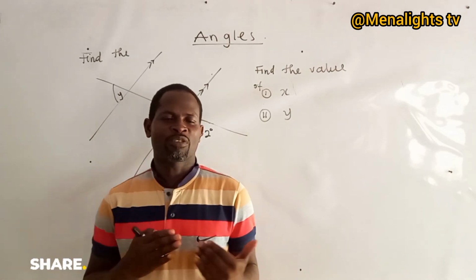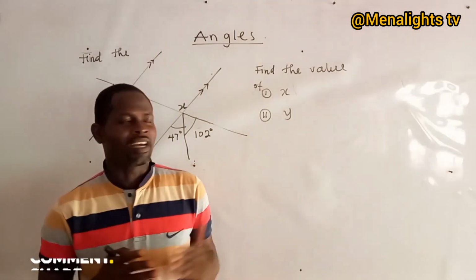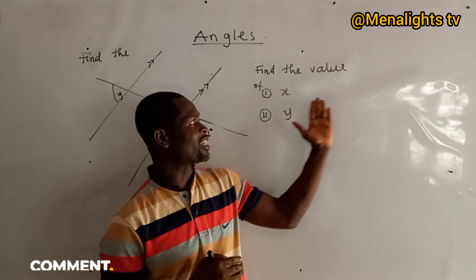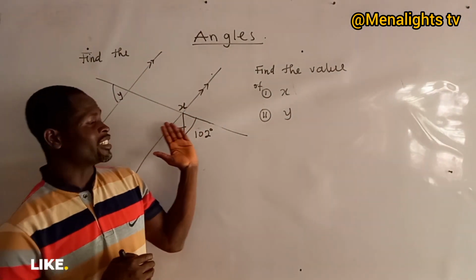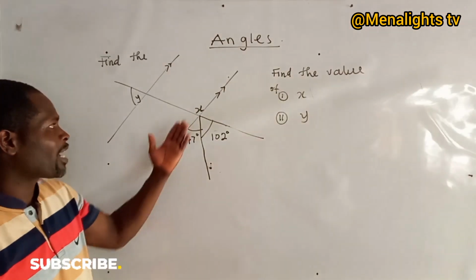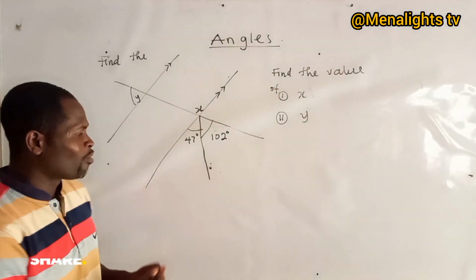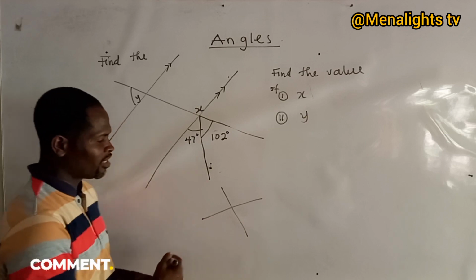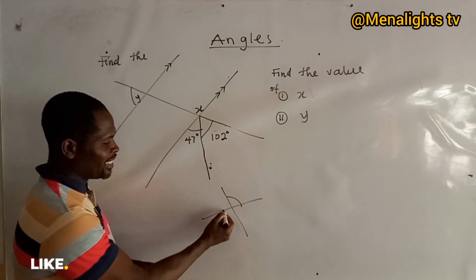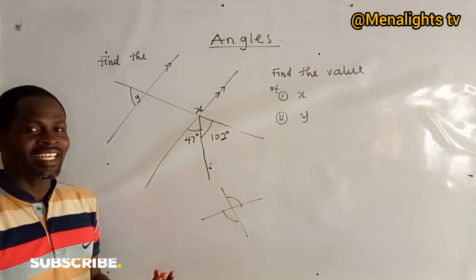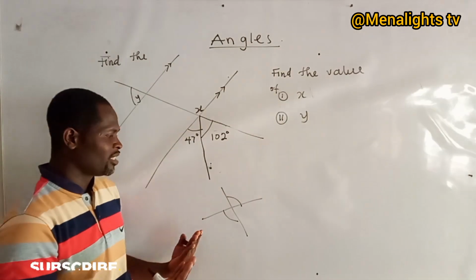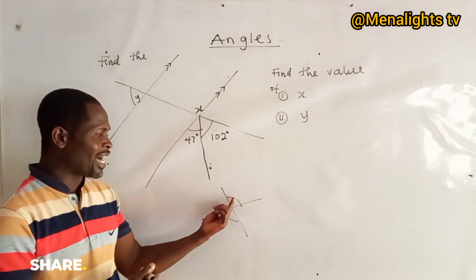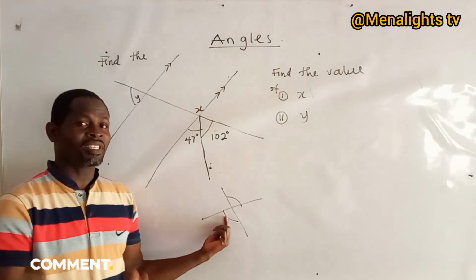Now, our topic that we are treating is angles. And here we have a question to find the value of x and y in this diagram that we have here. So, for us to solve x, whenever you draw a line like this and another one cross, the angle that we have here and this angle, they are vertically opposite angles. They are vertically opposite. So the angle here is vertically opposite to this. That means they are the same.